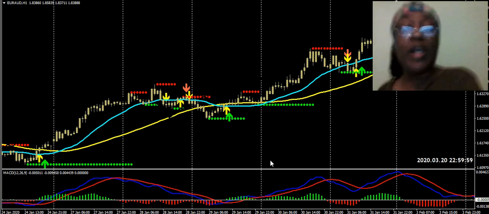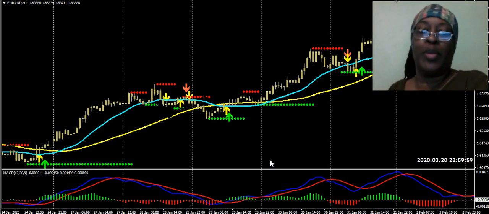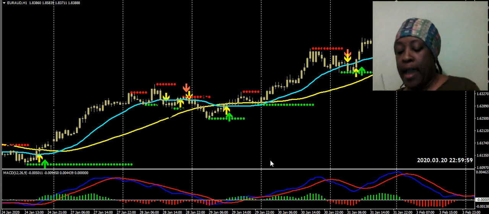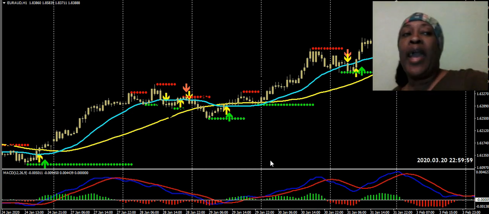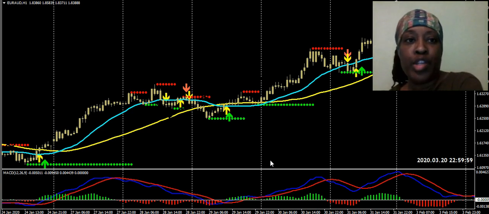I want to pop in really quick just to share with you the awesomeness of the triple arrow system. For those of you that do not know me, my name is Janice and I am a currency trader. And I use the triple arrow system as my primary trading platform to help me identify trends and also to help with a great entry. Amongst other things, there are many benefits to this system.